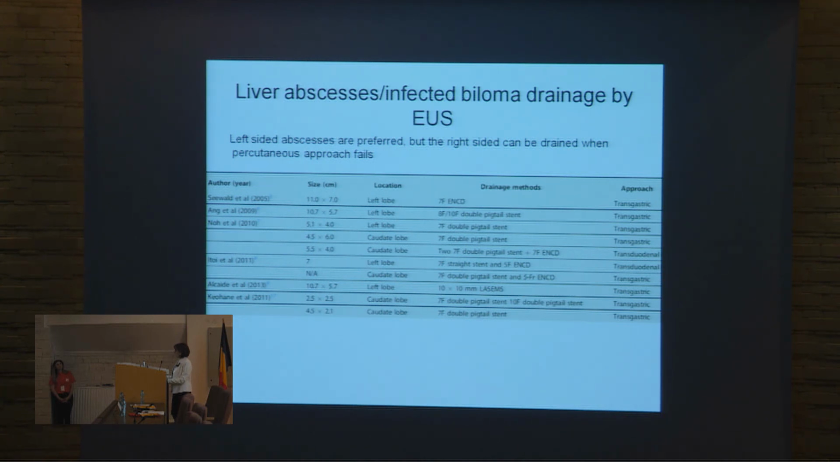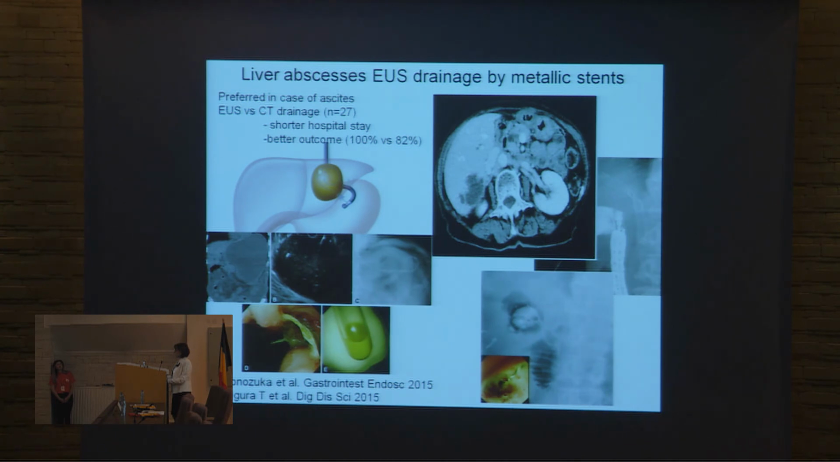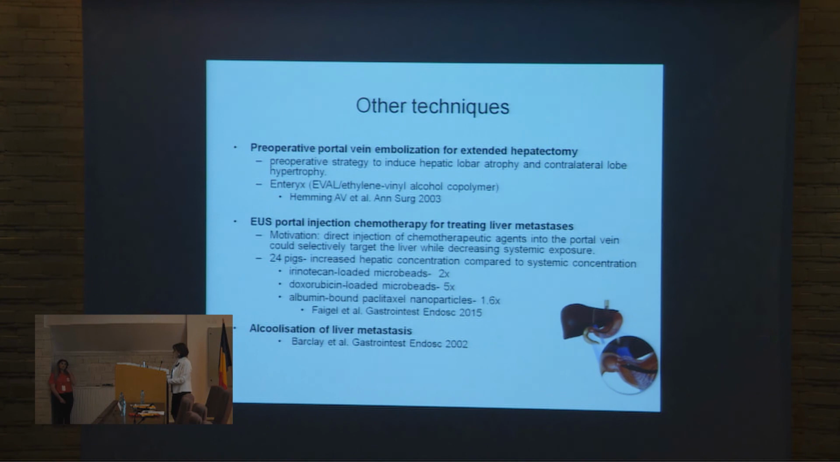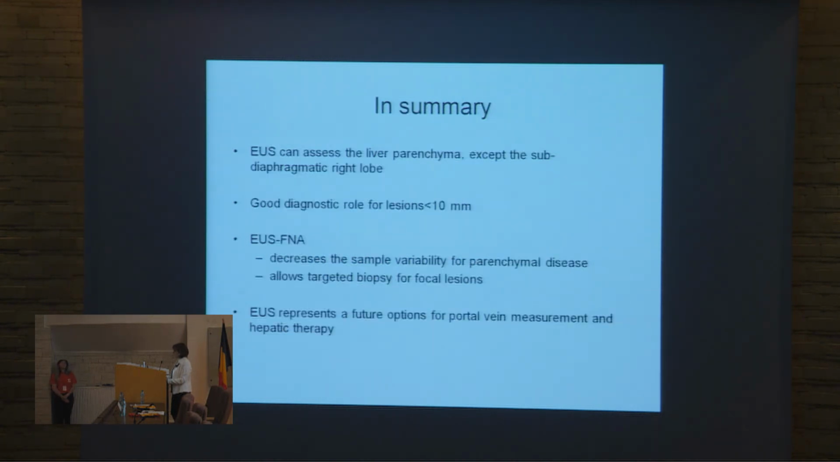Of course, the drainage of biloma can be done. It's easy for the left lobe, and it's easy to put a pigtail catheter here. We did not perform it yet, but we want to do it in the future. And several case reports were done also for the right lobe, but I consider this very, very difficult. Other techniques were done for embolization of the portal vein, for chemotherapy injection or alcoholization of liver metastasis, but these are still experimental, so we look forward to other studies.